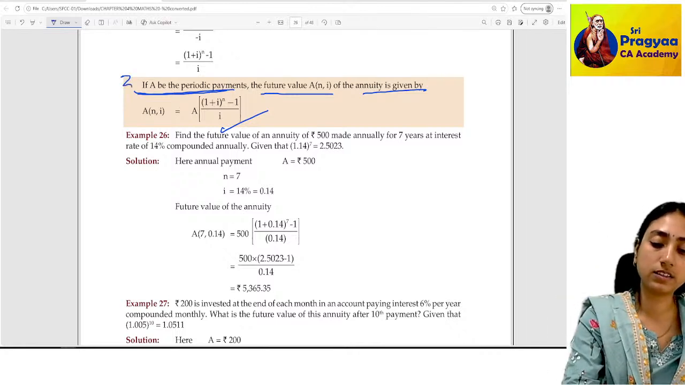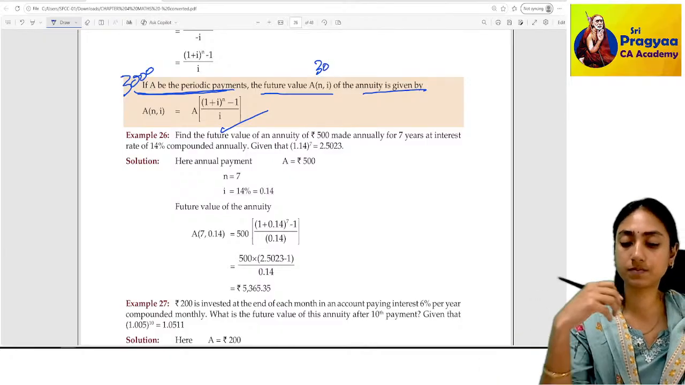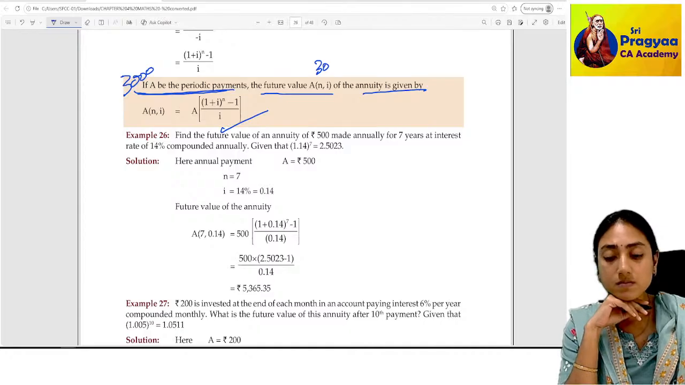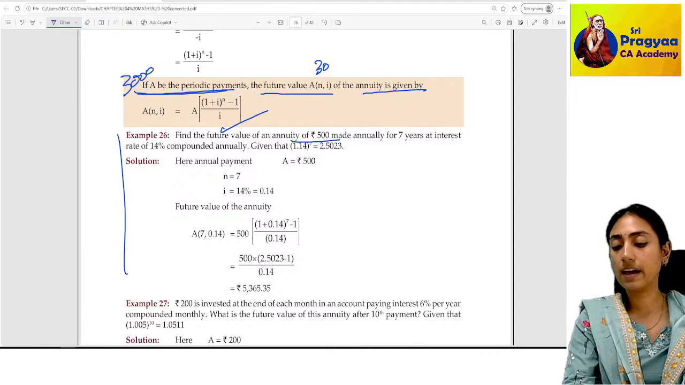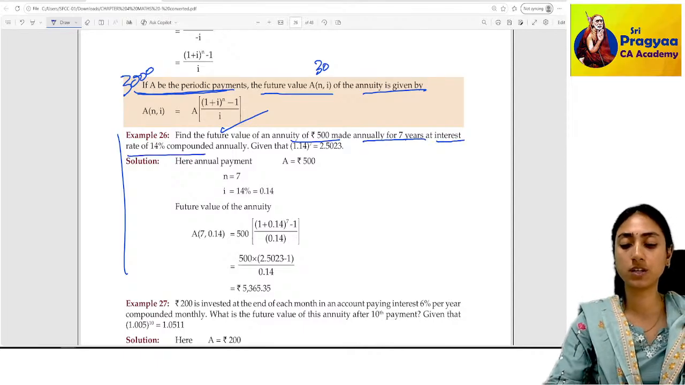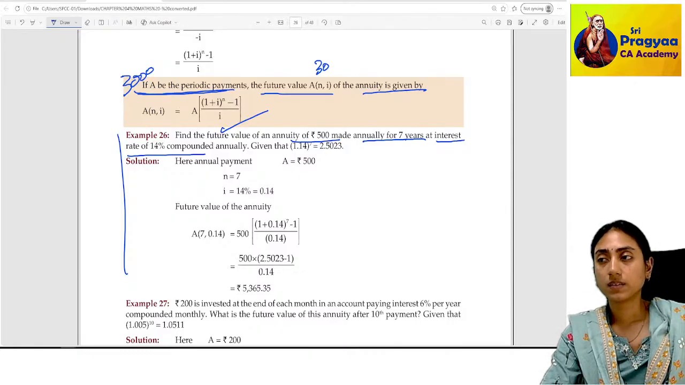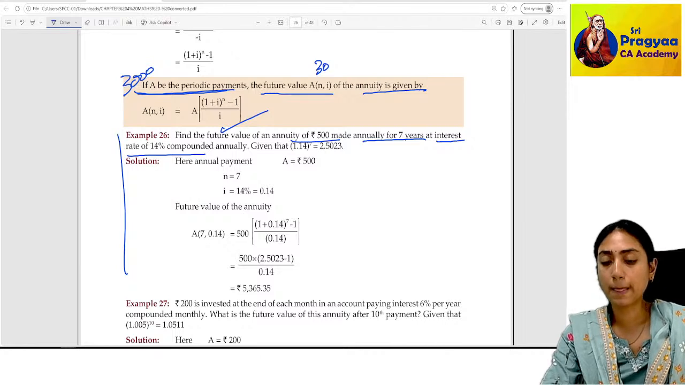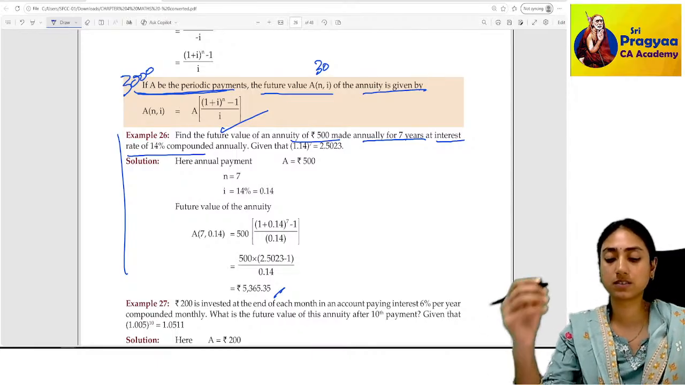So A நான் வந்து 3,000 pay பண்றேன். ஓகேவா? For 30 years. அப்படியே இந்த கீழே இருக்க எக்ஸாம்பிள் பாரு. 500 is my annuity. Annually 7 years for compound interest for 14%. What will be my future value annuity? Future value of the annuity. ஓகேவா? இப்போ நம்ம compound interest கண்டுபிடிக்கிறதுக்கும் இதுக்கும் என்ன டிஃபரன்ஸ்?